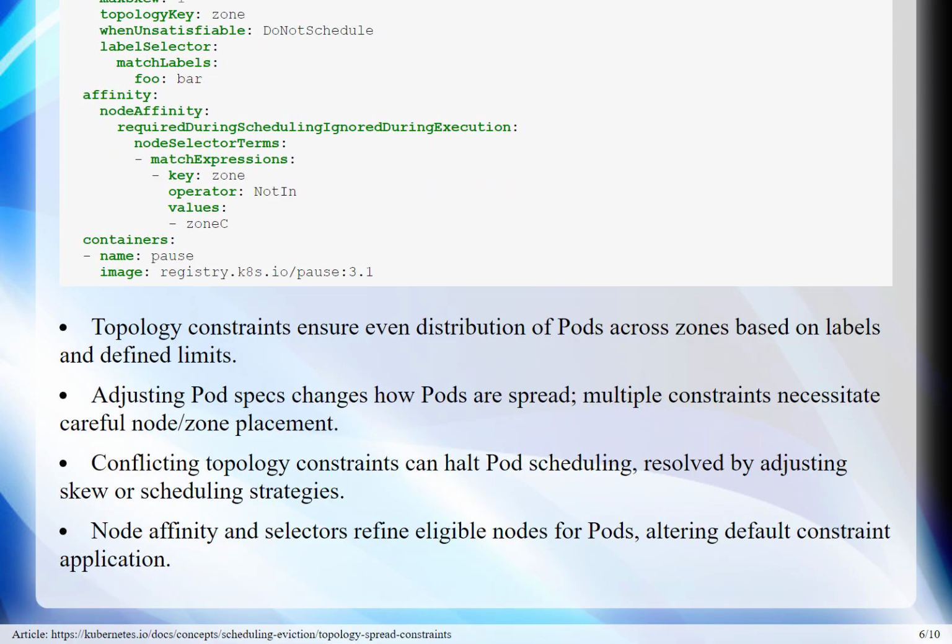Interaction with node affinity and selectors. The scheduler skips nodes that don't fit affinity or selector criteria when calculating skew. Node affinity or selectors thus narrow down eligible nodes for new pods, potentially impacting spread dynamics.